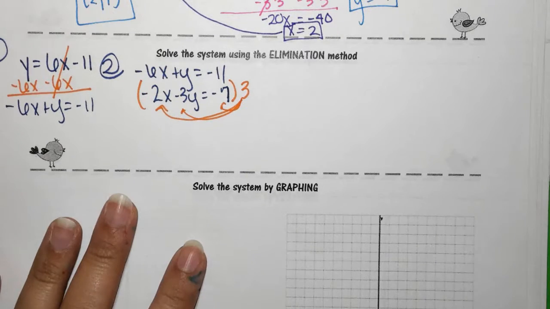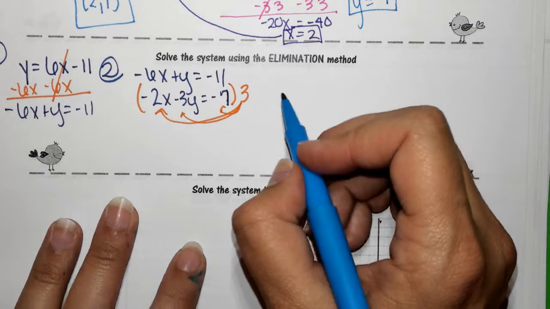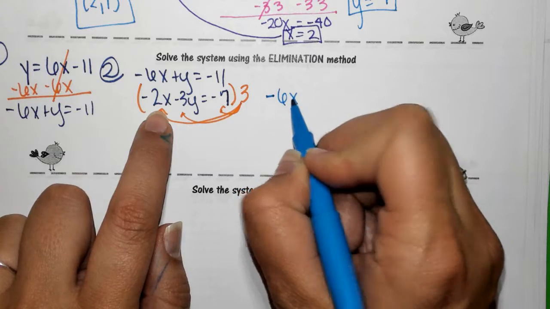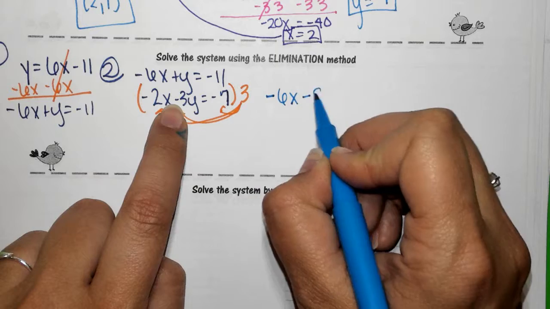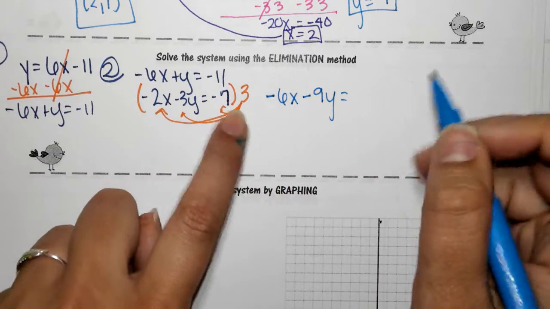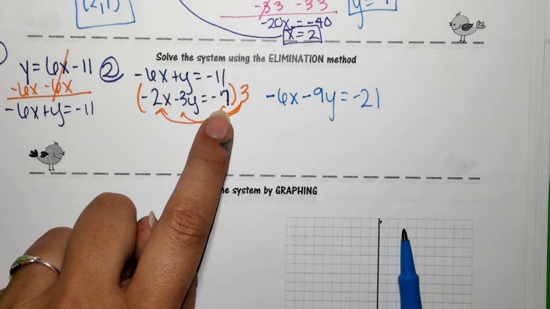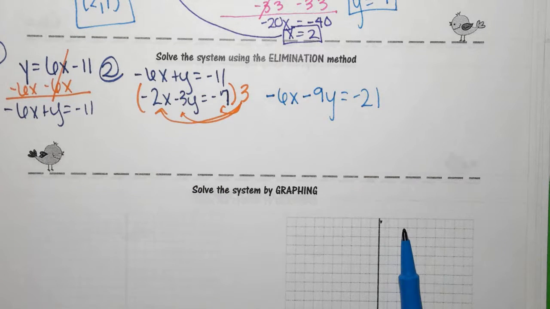Alright, what's 3 times negative 2x? Negative 6x. What's 3 times negative 3y? Alright, and what's 3 times... negative 7? Okay, negative 21. What do I do with that top equation? Do I bring him over? Yes.